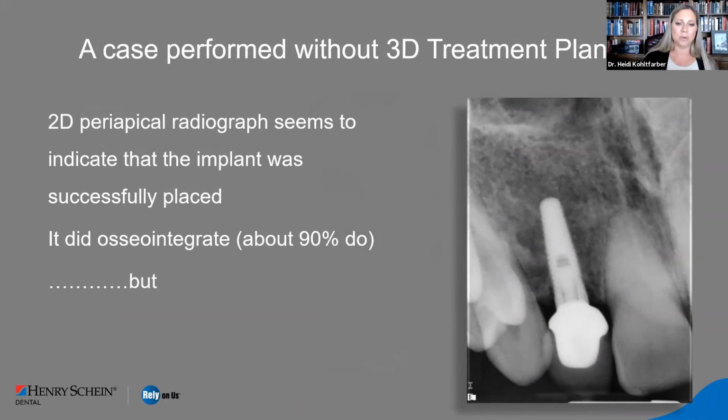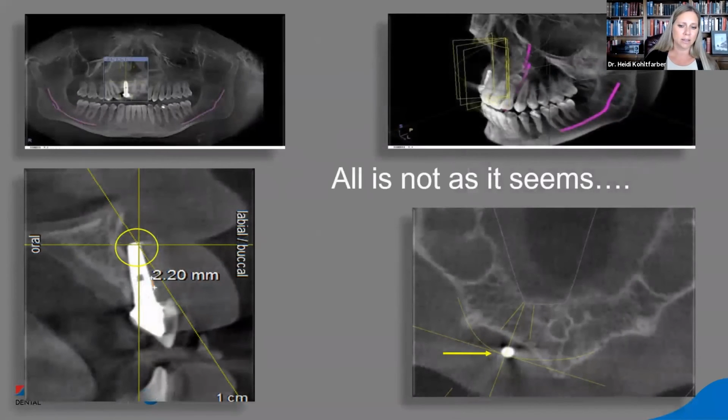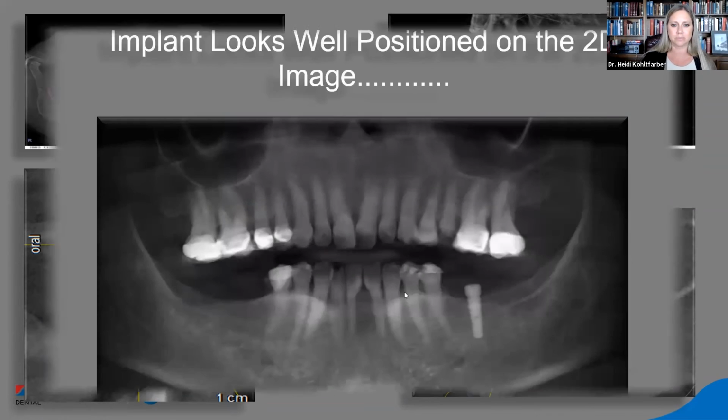So here's a couple of examples, kind of 2D versus 3D. And again, these are always just fun examples to show. In this particular case, based on the 2D image, the implant looks like it's been placed nicely. We know that the majority of these will osseointegrate. But when we look at things in 3D, sometimes the truth is different than what our 2D was telling us. So here we can see the apex is not in bone. We have no buccal bone here. Very minimal bone is actually holding that implant in place.